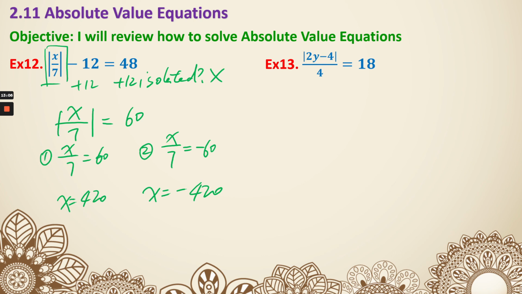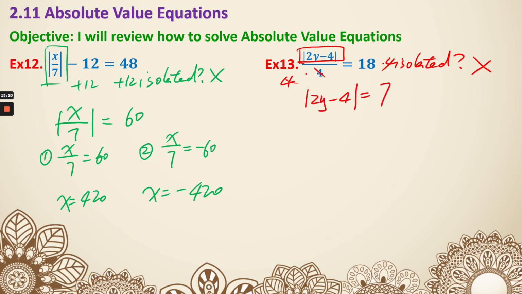Now number 13. My box is here. So first question, same thing. Is it isolated? The answer is no. So I need to multiply both sides by the 4. So this 4 is gone. I got 2y minus 4 equals 72.